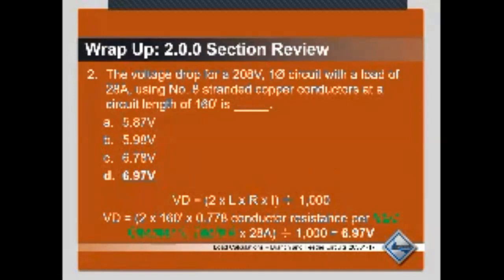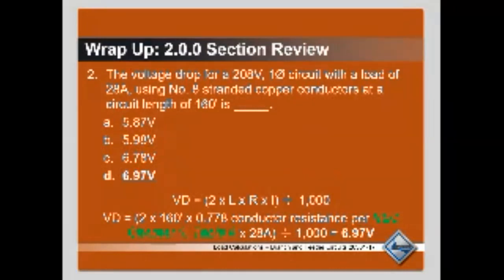as your conductor resistance. And then we're going to multiply that times 28 amps. And then divide that by 1,000, that's going to give us 6.97 volts. That is your voltage drop for that circuit.